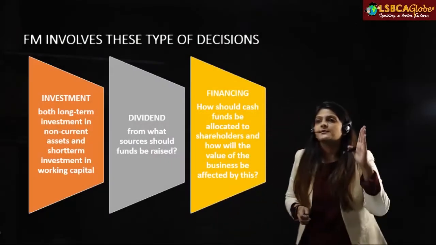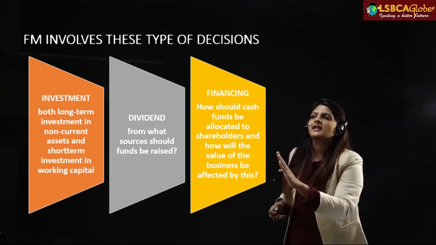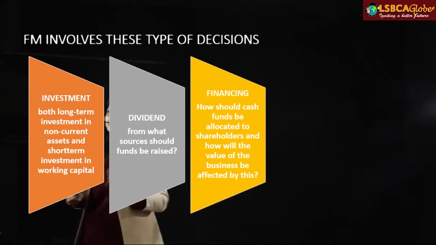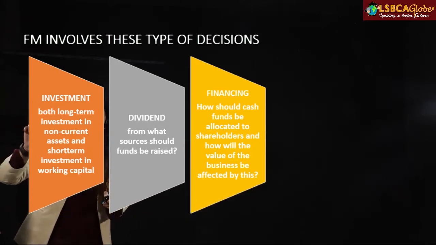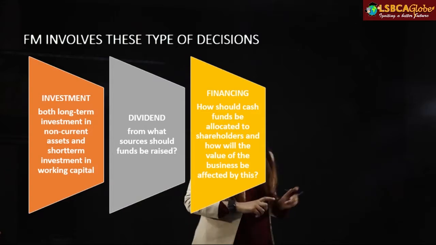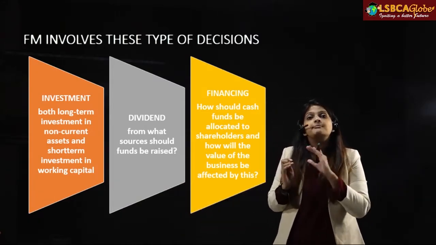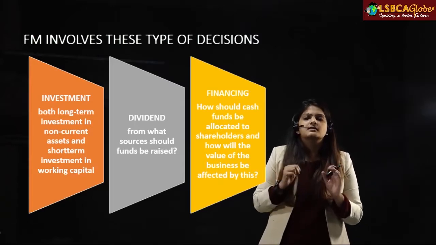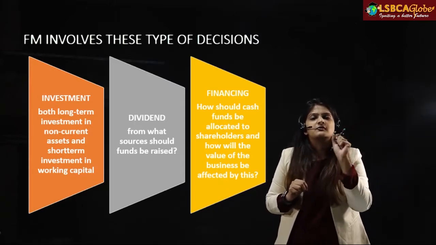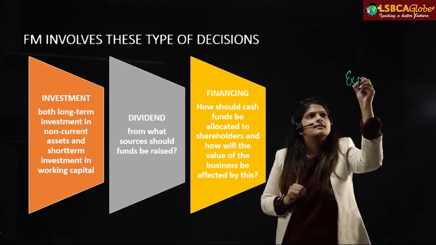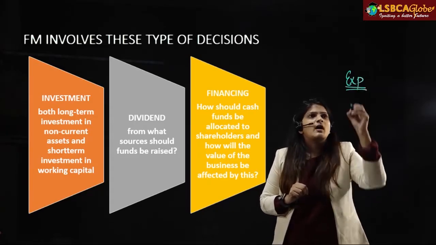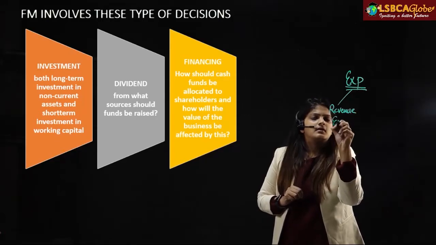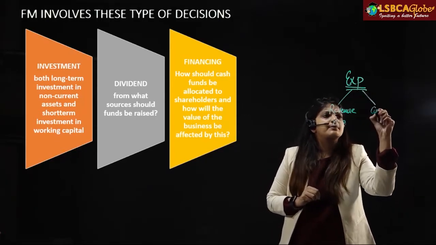Coming on to the types of decisions which we need to take in financial management. The first type of decision is the investment related decision. Now what is investment? Investment means spending money. In our accounts or basic classes, we have studied that there are two types of expenditure done by an organization. One is the revenue expenditure, and another is the capital expenditure.